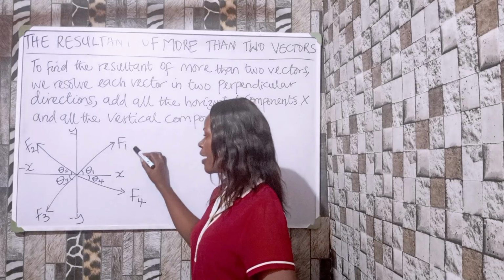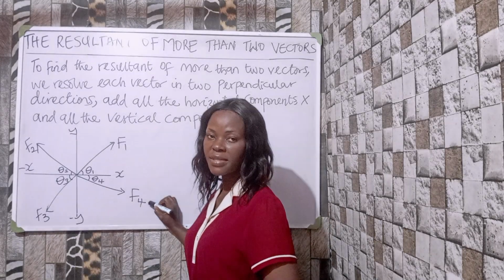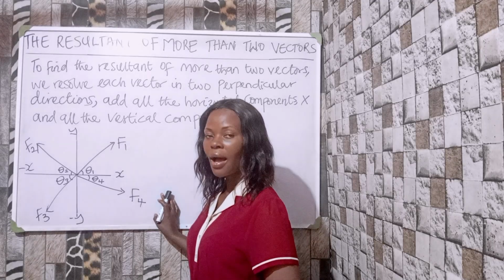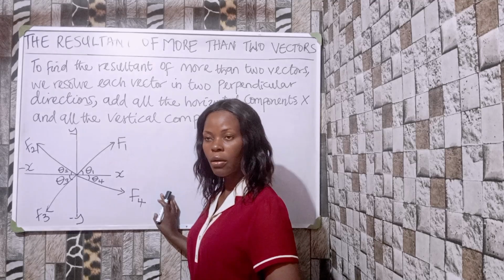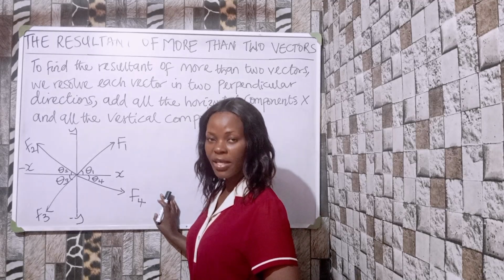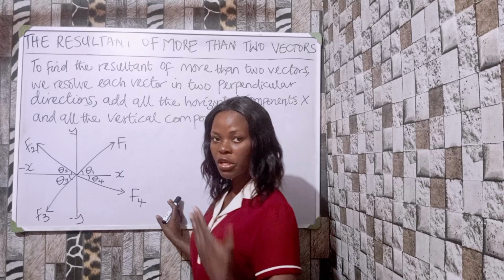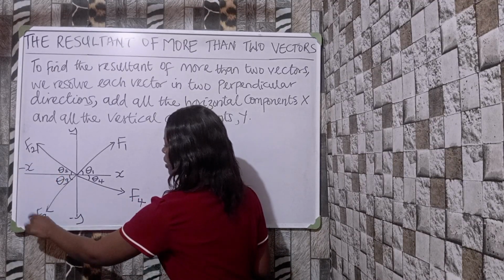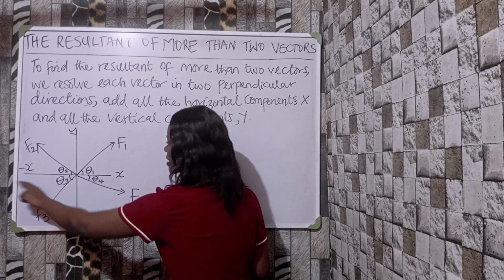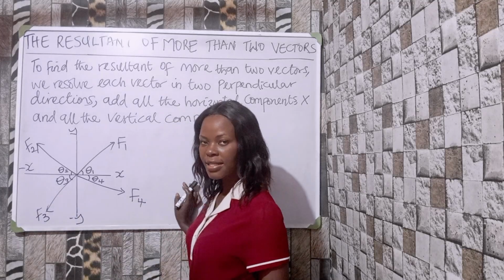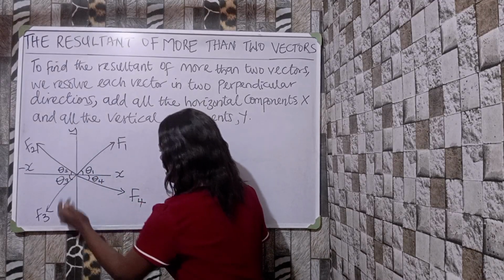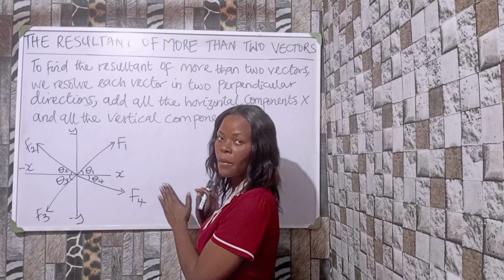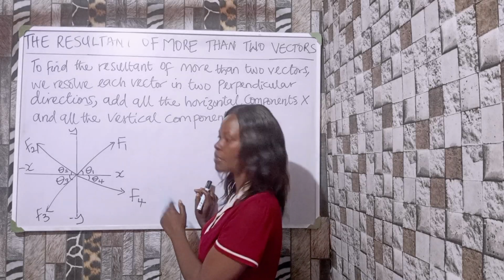Looking at it now, this is positive x. It means that f1 and f4 are in the positive side of x, so the two of them are positive. And mind you, when we are resolving in the horizontal component, we assume that the vertical does not exist, so that it doesn't bring confusion. In a nutshell, the vectors f2 and f3 are on the negative side of x, so automatically they become negative. And the vectors f1 and f4 are on the positive side of x, so automatically they become positive. I hope you get it now.